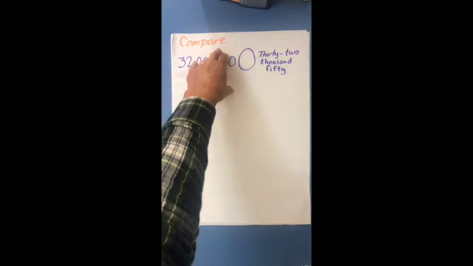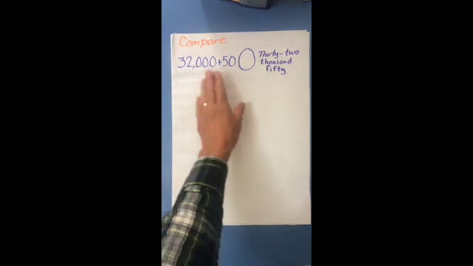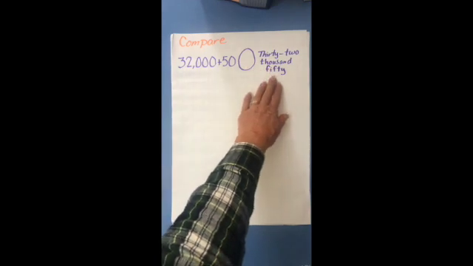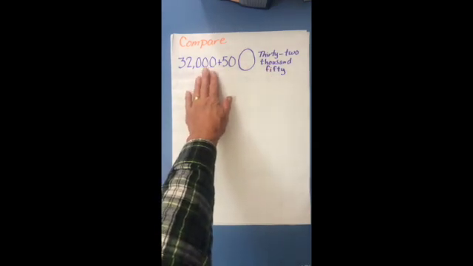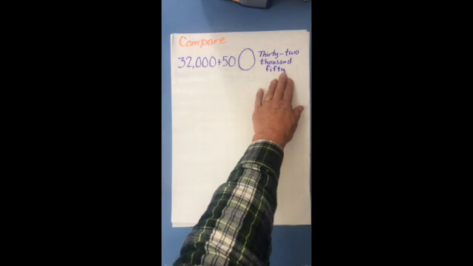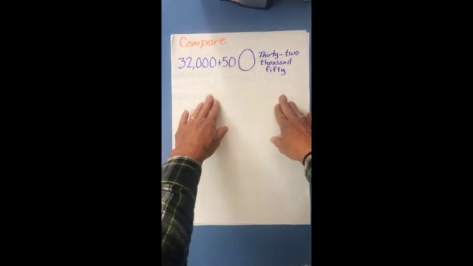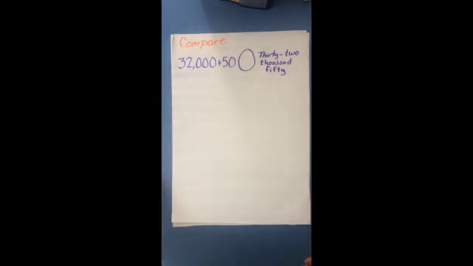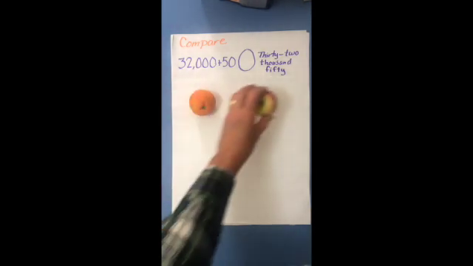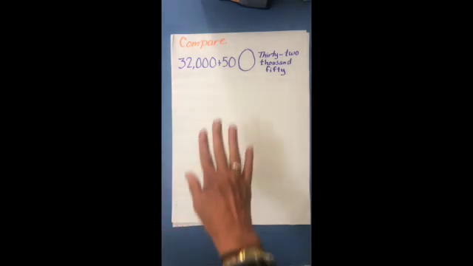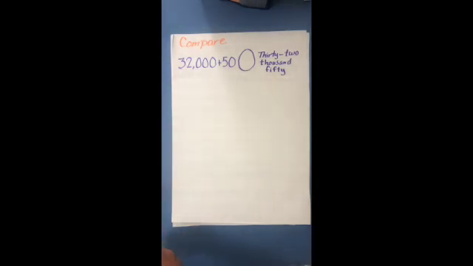This also says compare, but notice what we have. In the other problem, we had two numbers in standard form. And this time we have one in expanded form and one in word form. Now, when you're comparing numbers, you really want to compare numbers in the same form. You don't want to compare oranges to apples. You want them to be the same. So that's why we're going to change both of these into standard form.